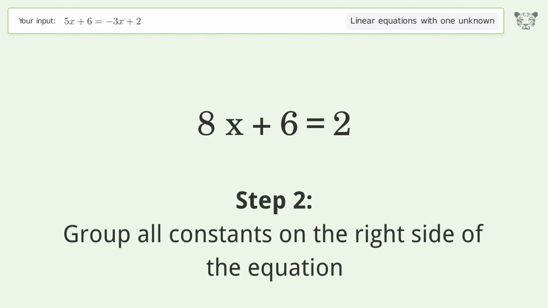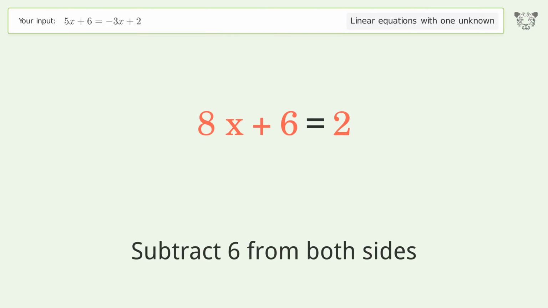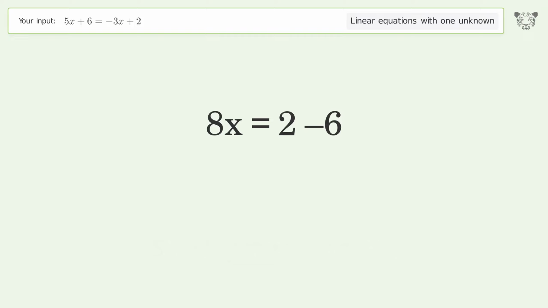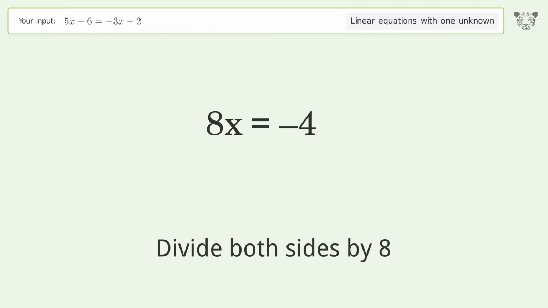Group all constants on the right side of the equation. Subtract 6 from both sides. Simplify the arithmetic. Isolate the x. Divide both sides by 8.